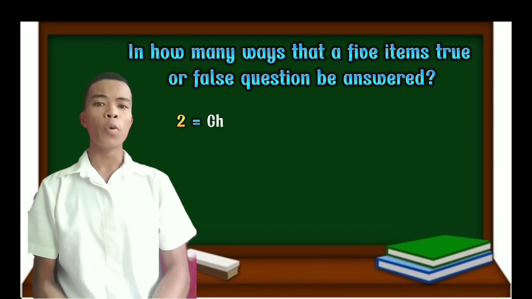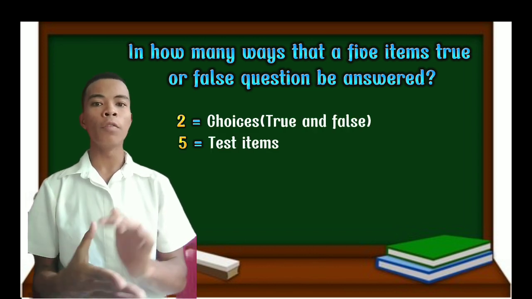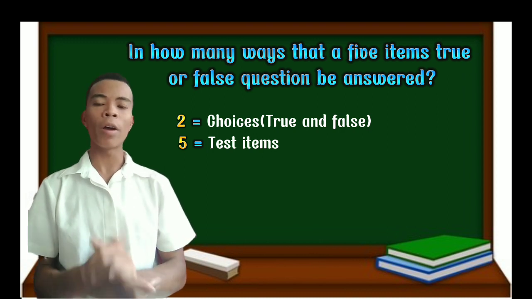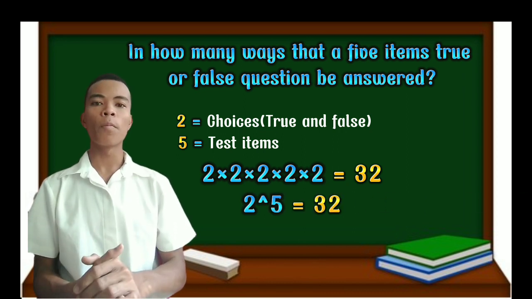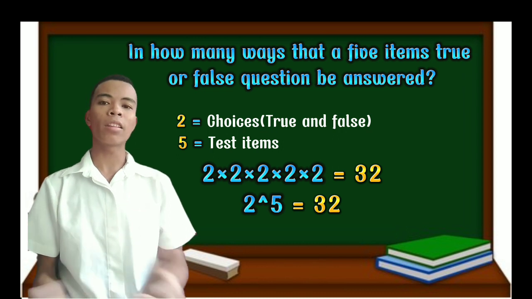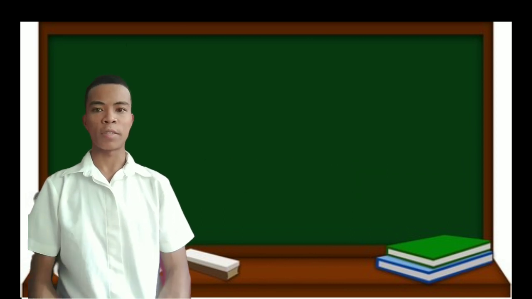So in the problem, we have 2 choices, which are true and false. And we have a 5-item test. So we're just going to multiply 2 five times, like 2 times 2 times 2 times 2 times 2, or simply raise 2 to the power of 5. So we get 32. Therefore, a 5-item true or false question can be answered in 32 ways.